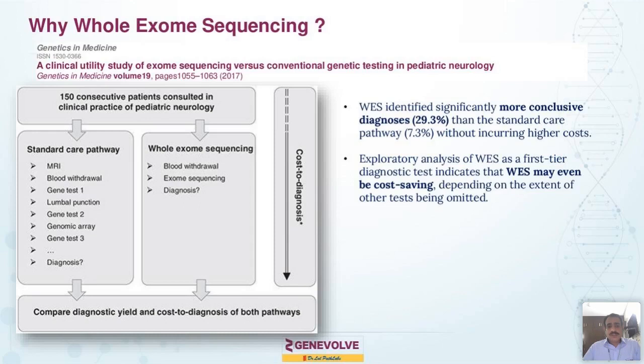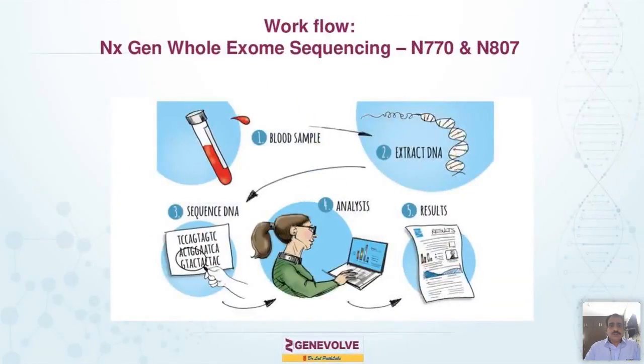It is also a cost-saving method if it is used as a first-line method of choice. The workflow in the lab involves taking a blood sample, extracting the DNA, sequencing, and then analyzing it. What we'll be doing today is looking at this workflow in depth. And I'll request Rebecca.